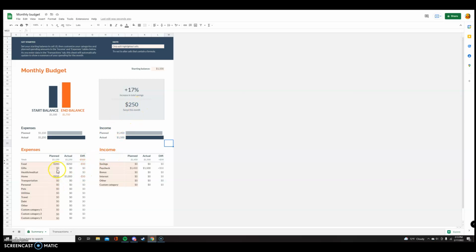and then I don't have to buy any gifts. I don't have to pay for insurance, health insurance. Home, I don't have to pay since I live with family, so I'm gonna change that to 0.